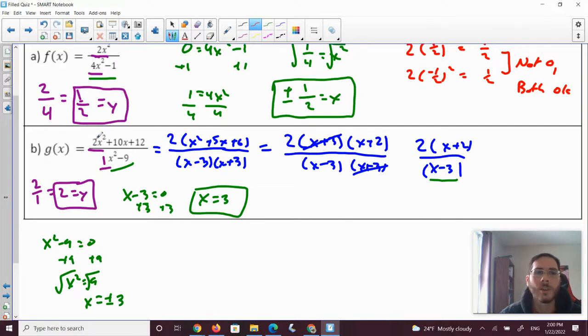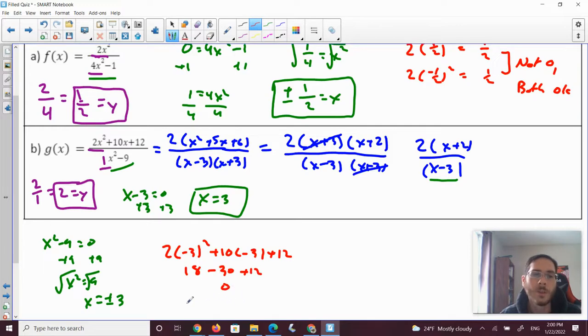So now I would have to go and see 2 times negative 3 squared plus 10 times negative 3 plus 12. And I would actually have to calculate it because I need to see if it's going to be 0 or not. So this is going to be 9 times 2 is 18. 10 times negative 3 is negative 30. And 12 is 12. And if I add all these up, I do get 0. So I cannot pick negative 3. Can't pick it as an answer.